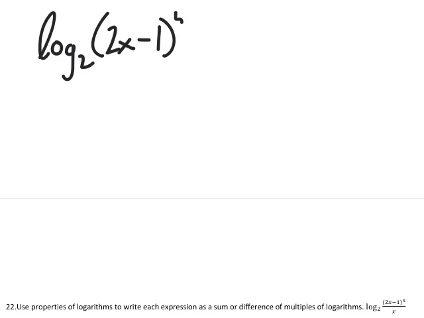For number 22, we're going to use properties of logarithms to write this expression as either the sum or difference of multiples of logarithms. Since this is division, we can right away use the quotient rule here. We get log base 2 of the numerator, (2x minus 1) to the power of 5, subtracting log base 2 of x.